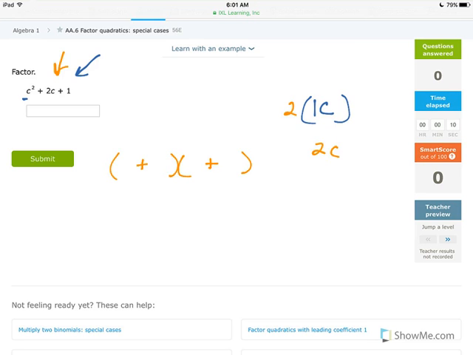So what's the square root of c squared? That's c times c. And what's the square root of 1? That's 1, because 1 times 1. So there's your two factors.